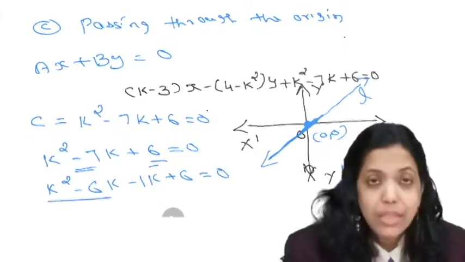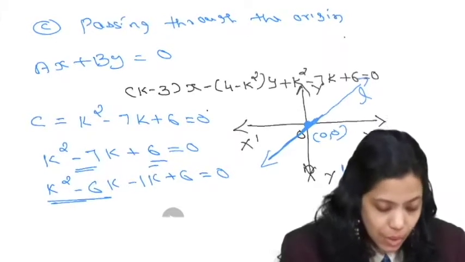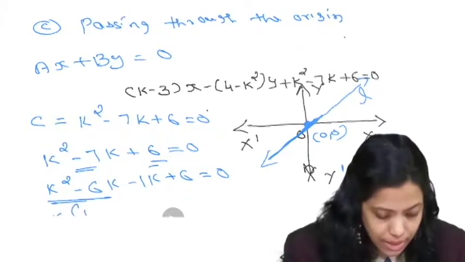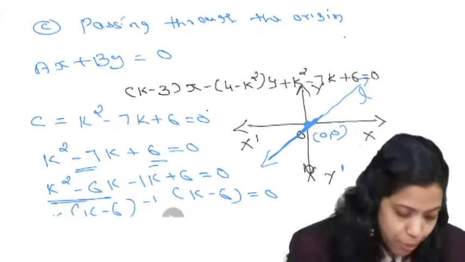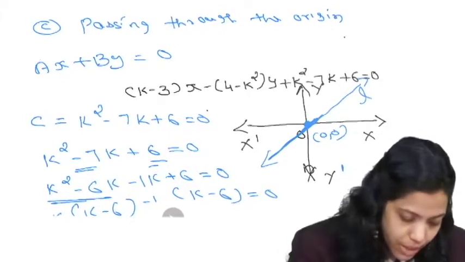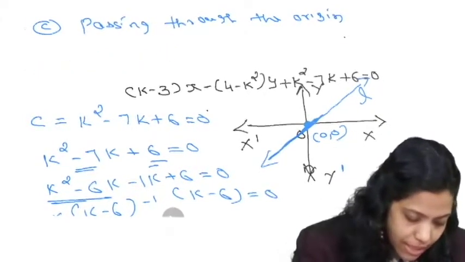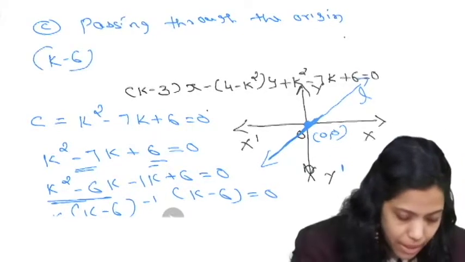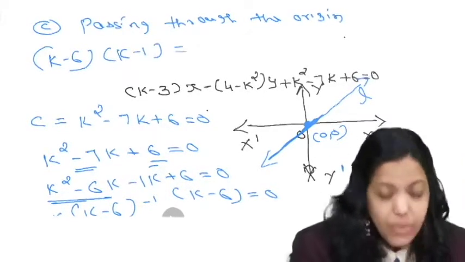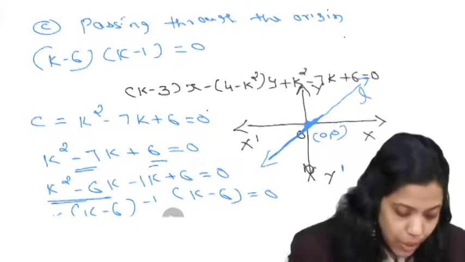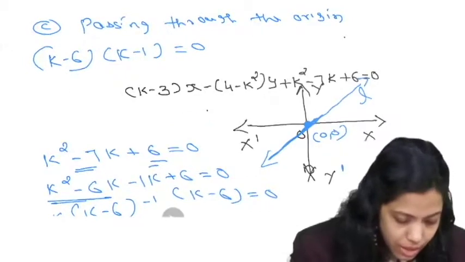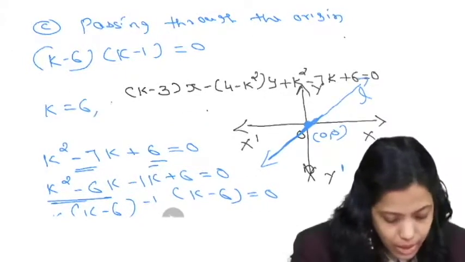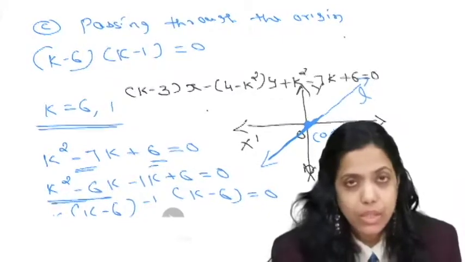If you consider the first two terms, k is common, we can take it out. K minus 6 is left over. Minus 1 times k minus 6 equal to 0. That means k minus 6 is the common bracket for you. So here we will get k minus 6 times k minus 1 equals 0. We can equate each linear factor with 0 to get the value for k. So k equals 6 or 1. So we are getting two values over here, k equal to 6 or 1.